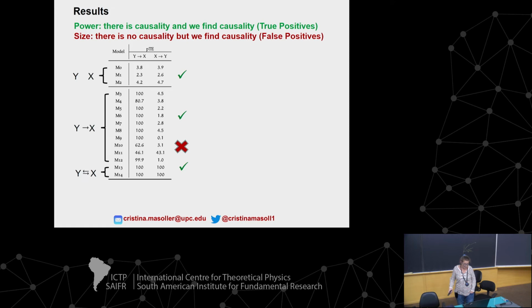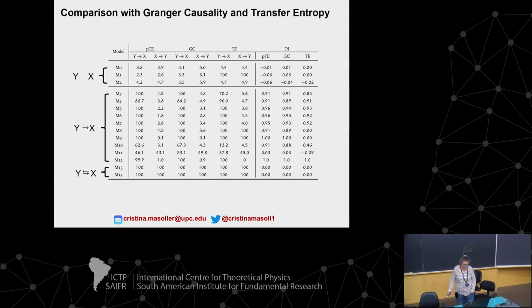Okay? And if we compare with other methods, we compare with Granger causality and transfer entropy, basically we get very similar results with Granger causality. And transfer entropy also doesn't work when our methods do not work. So basically what I'm trying to tell you here is that the method is not perfect, but other methods do not work either. Okay?